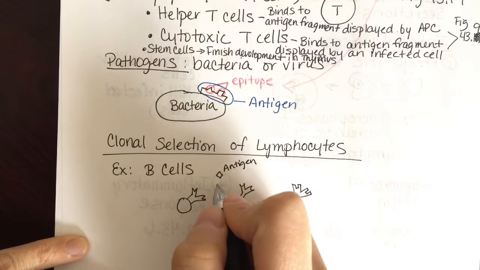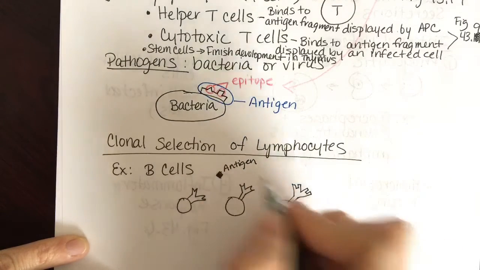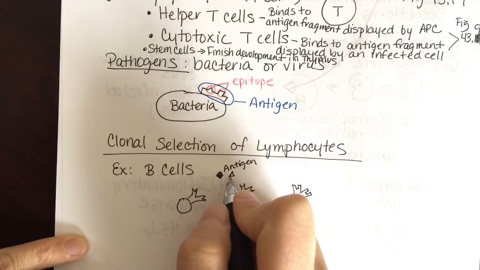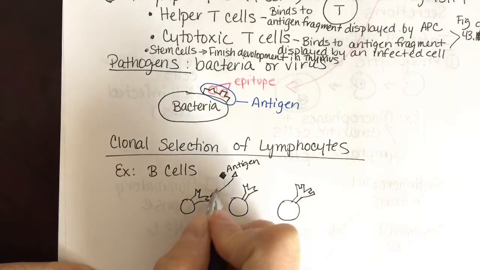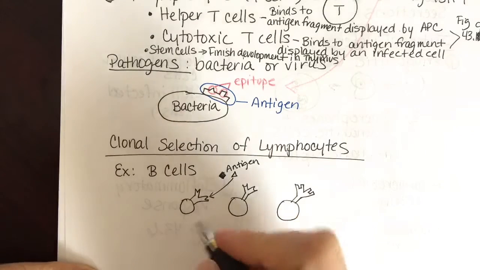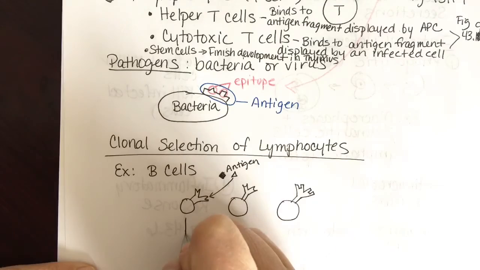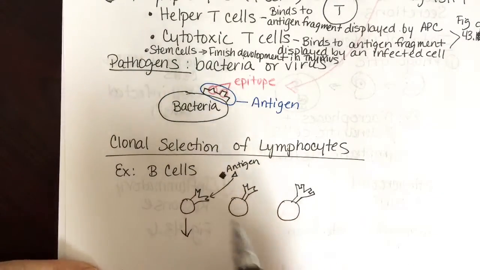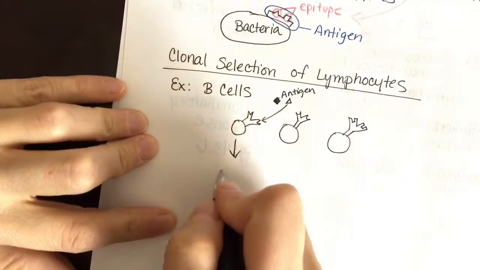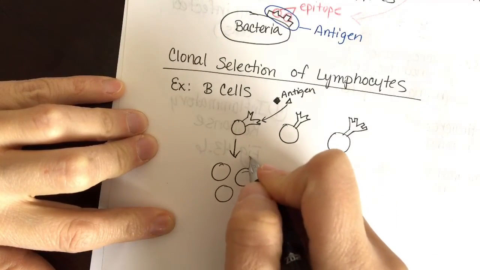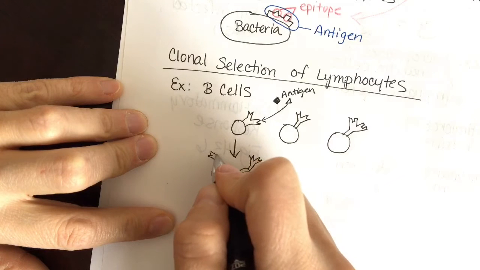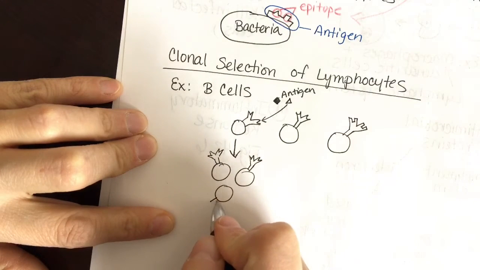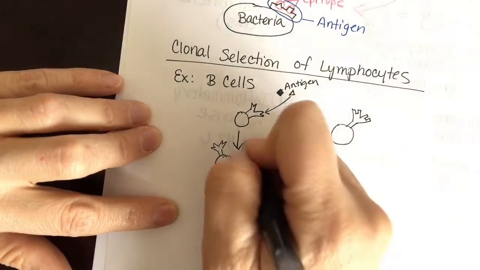So let's make it a different shape here. Let's make it a triangle. And this will only fit into this particular B cell. So this one is the one that it's going to bind to, and that's going to cause this to divide. So this is the selection. This is why it's called clonal selection. It's going to divide and make many B cells that have those same antigen receptors. So they divide like this and differentiate. So this is the dividing part.